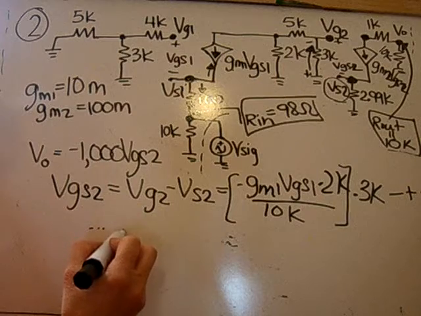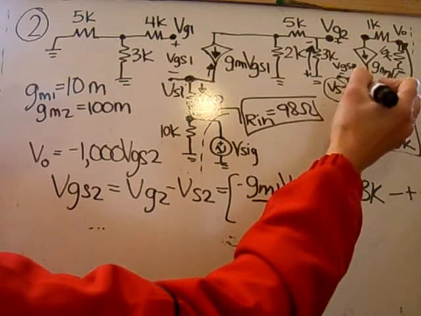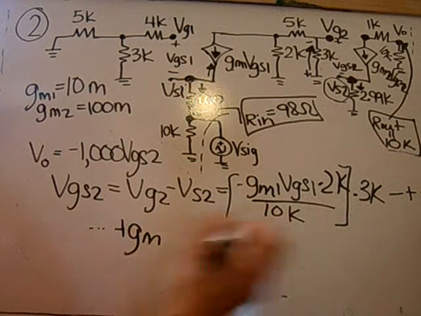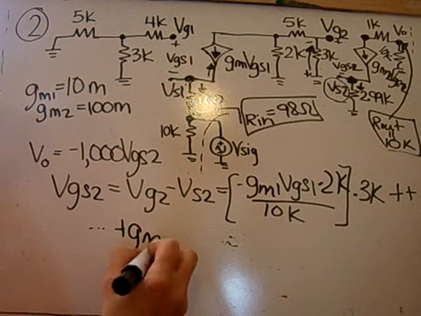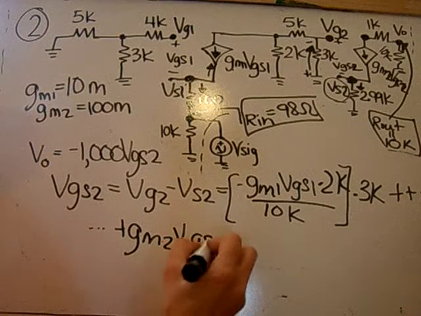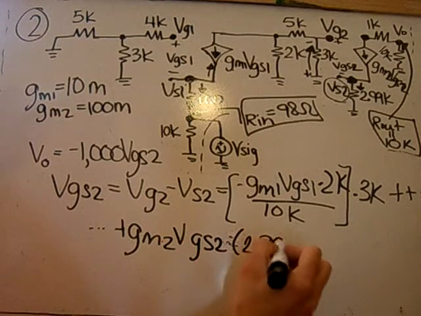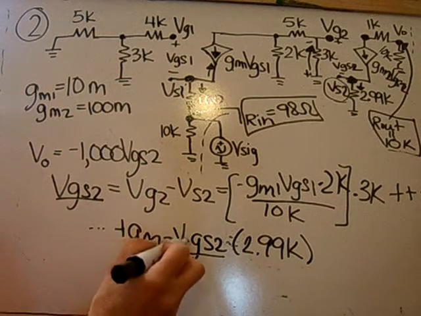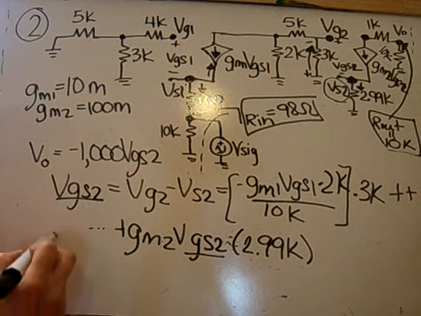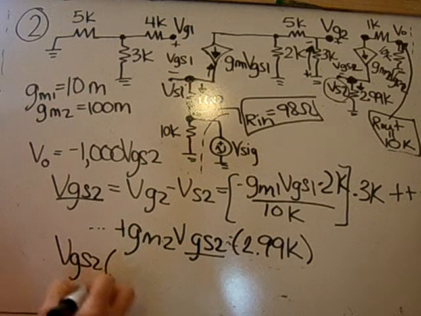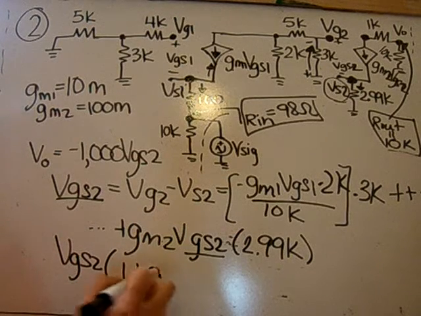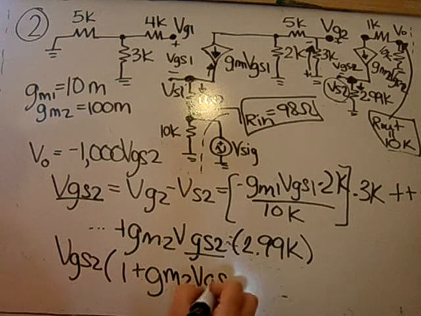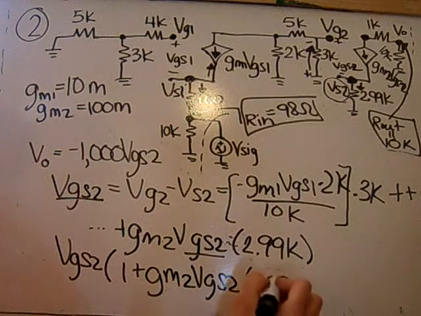VS2 is a positive, the current is going down, so a positive GM2 VGS2 times 2.99K. So now VGS2 is on this side and this side, so this one needs to be brought over here for VGS2, 1 plus GM2 VGS2 times 2.99K.